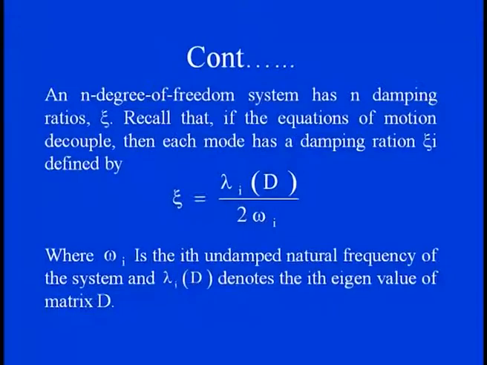when the damping is being designed. For an n degree of freedom system we can simply get the damping ratio for all modes, which is equal to lambda i, the eigenvalue of the matrix D, divided by 2 omega i, where omega i is the undamped natural frequency of the system. So we can get the damping ratio for such systems, and we can couple it with the eigenvalue of the damping matrix and also the undamped natural frequency.